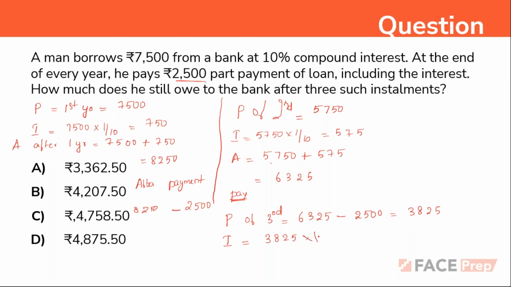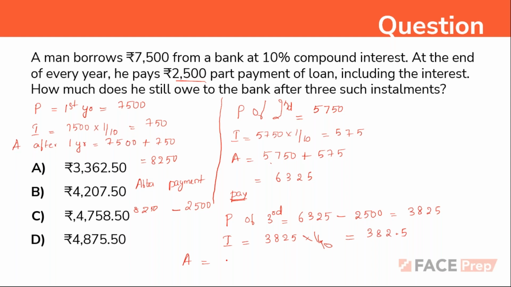3,825 into 1 by 10. So my amount will be 382.5, right? So this is the interest here. So 382.5 is the interest. Now amount after 1 year. So what will be the amount after 1 year?